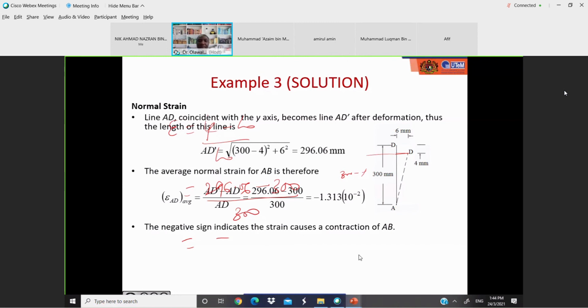Okay. Like I said, the negative sign indicates that it's in contraction. So don't take off the negative, allow it to be there, just to show that it is in compression or contraction. Compression will produce a negative. Any question? Let me look at the last one, then we close.